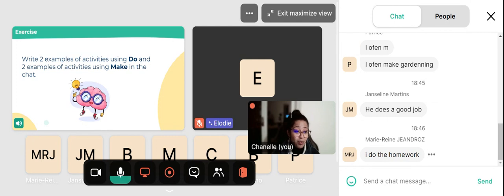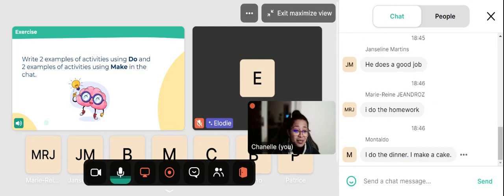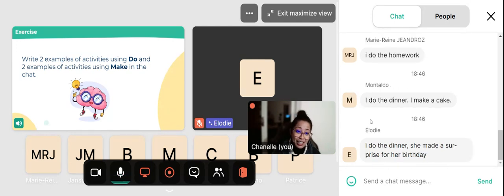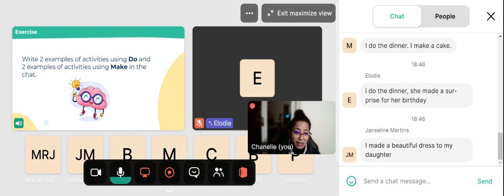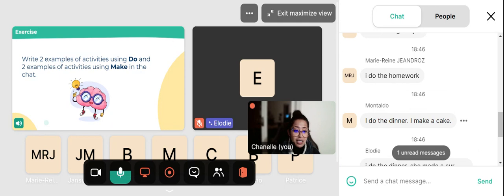I do the homework. Thank you, Marie-Reine. I do the dinner. So, I make a cake. She made a surprise for her birthday. I made a beautiful dress for my daughter. Très bien. So it's for my daughter. We just have one. Montaldo, I do the dinner.